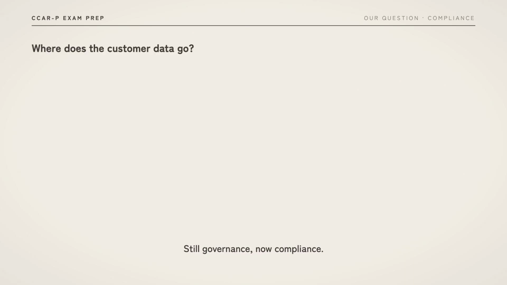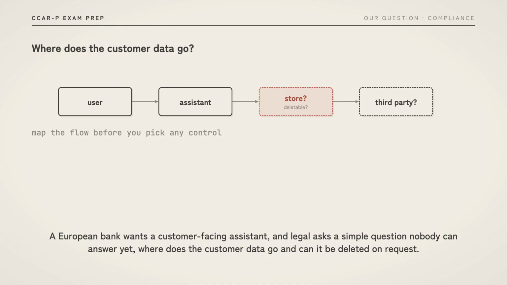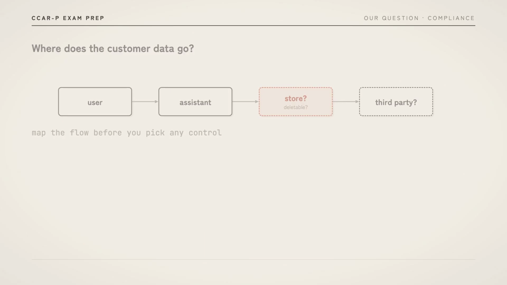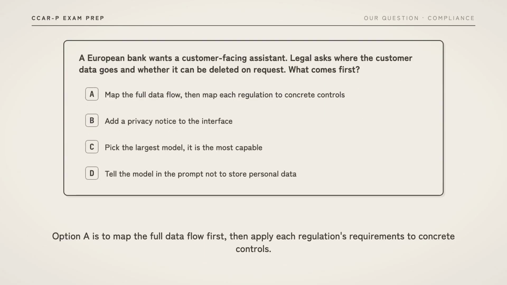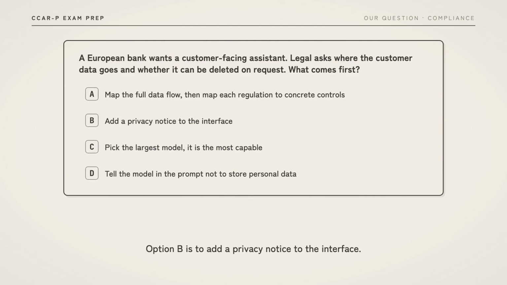Still governance, now compliance. A European bank wants a customer-facing assistant, and legal asks a simple question nobody can answer yet. Where does the customer data go, and can it be deleted on request? Option A is to map the full data flow first, then apply each regulation's requirements to concrete controls. Option B is to add a privacy notice to the interface. Option C is to pick the largest model because it's the most capable. Option D is to tell the model in the prompt not to store personal data.